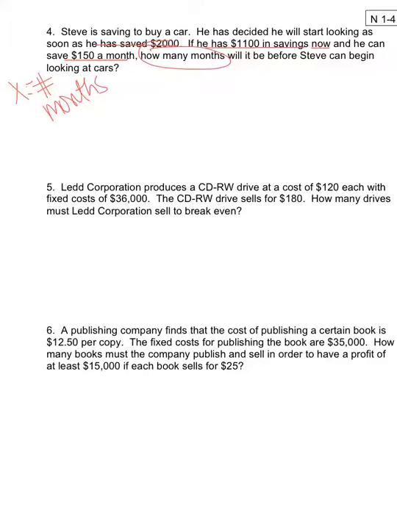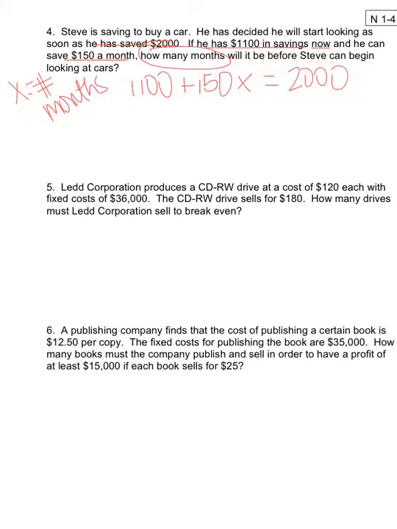Okay, so we know that he's starting out with $1,100 and he's going to save $150 every month. We don't know the number of months, so we would need to do 150 times x, and we want that to equal $2,000 because he's not going to start looking until it's at 2,000.